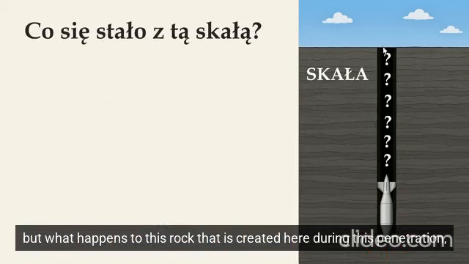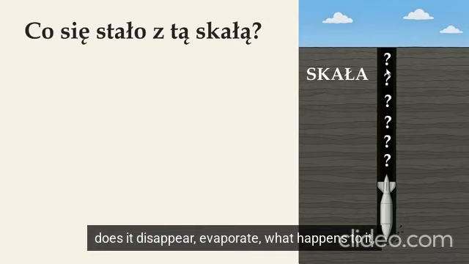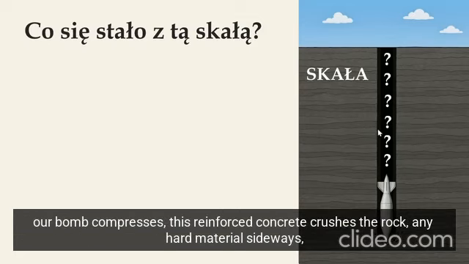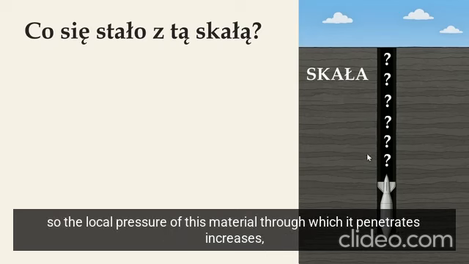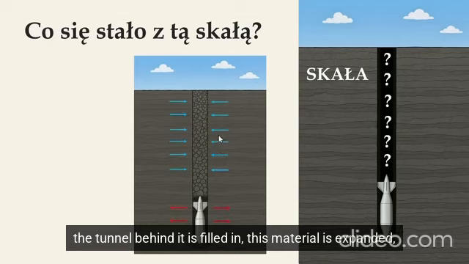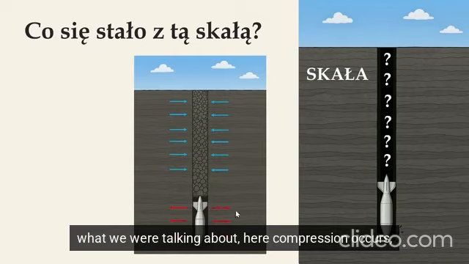But what happens to this rock that is displaced during this penetration? Does it disappear, evaporate? What happens to it? It is simply pushed to the sides as a result of this enormous pressure. Our bomb compresses, this reinforced concrete crushes the rock, any hard material sideways, so the local pressure of the material through which it penetrates increases. Then when the bomb has already passed a part of this tunnel, the tunnel behind it is filled in, this material is expanded.